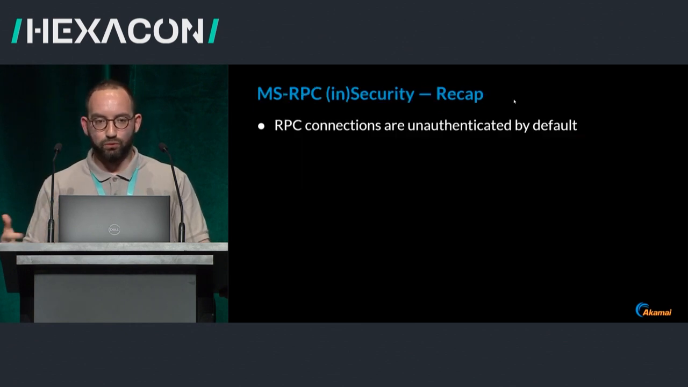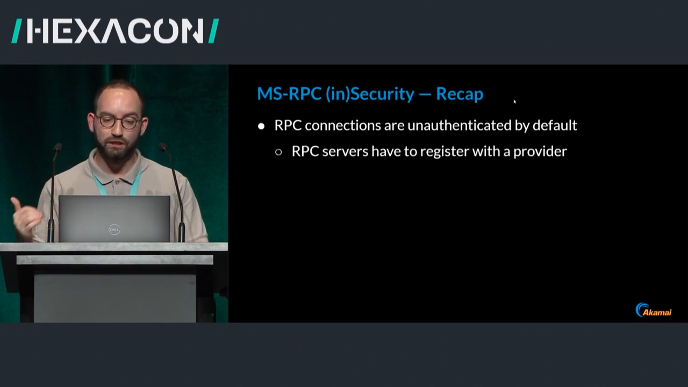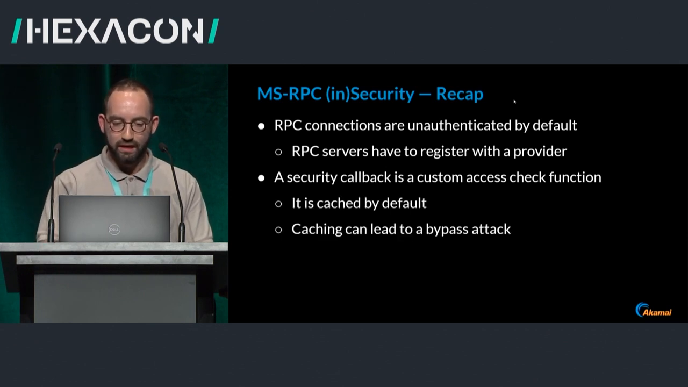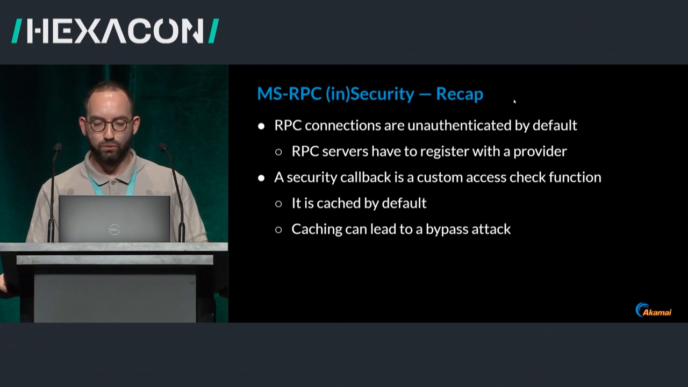So before moving on to what can we do with this bypass, let's recap for a bit. RPC connections are unauthenticated by default, and for authentication to work, a server has to register with a security provider like Kerberos or NTLM. A security callback is a custom access check function that an RPC server developer can specify to have more checks and security on their connection. And it is cached by default, which can lead to a bypass attack.